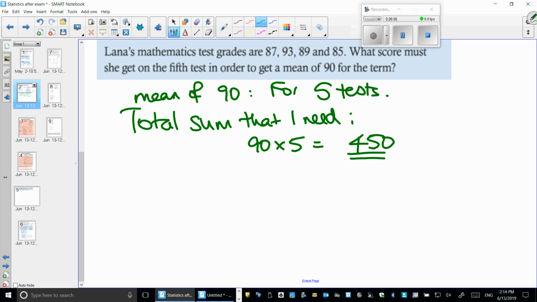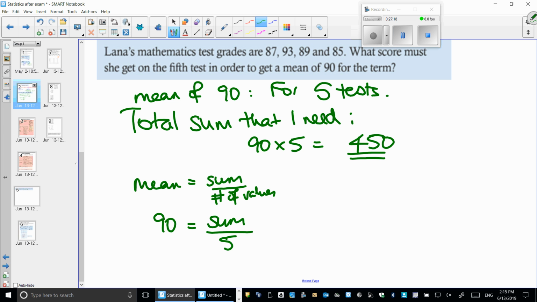Does everyone understand that? So in order to have a mean value of 90, if there were 5 tests, we know that the mean is the sum over the number of values. So if I know that this is 90, and I know the number of values is 5, to find the sum of the data, you just rearrange that to 90 multiplied by 5. So I know that the sum I need is 450.